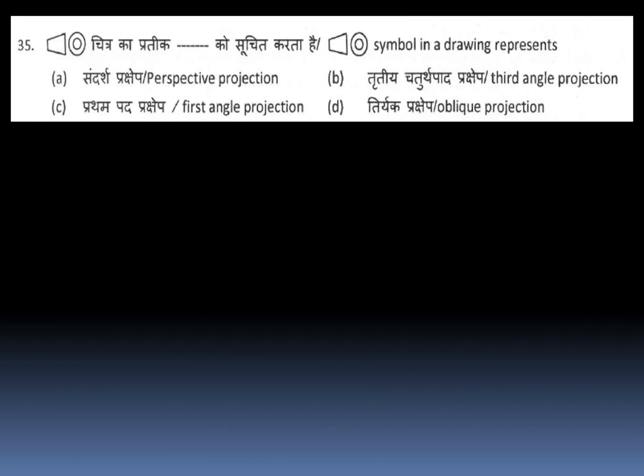This one already discussed. The symbol in the drawing represents, it's coming at the back side of the object, so it's first angle projection. But in case of third angle projection, it will come at the front of the object. Here it will come. This is for third angle projection. So answer is C.